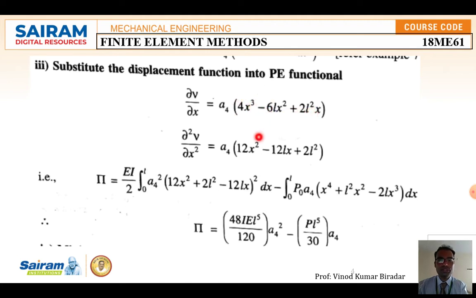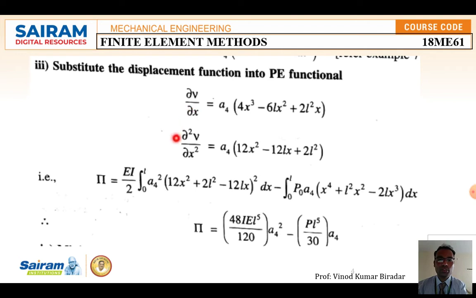Okay, again differentiate this with respect to x, A4 here, so 4 into 3 is 12x square, minus again 6 into 2, 12Lx. Okay, again here 2L square. This is a constant, x is constant. So we got the value of ∂²V/∂x².